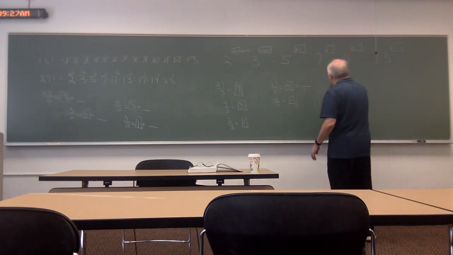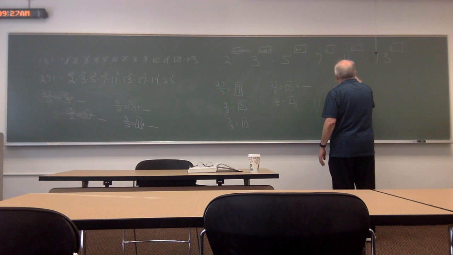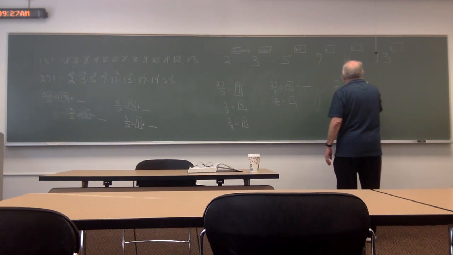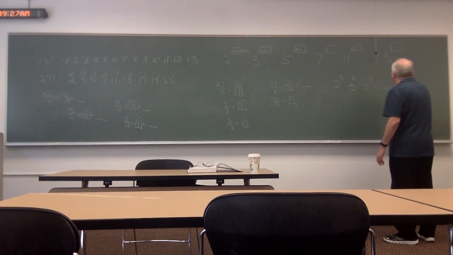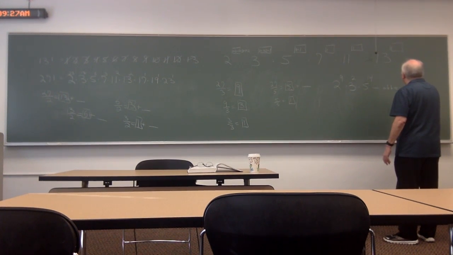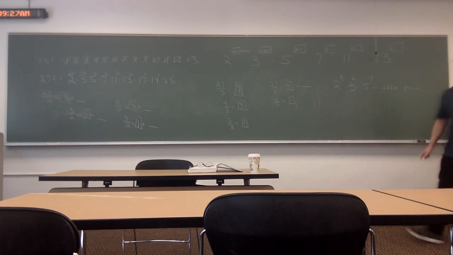So suppose I have 2 to the 9th, 3 squared, 5 to the 14th, and then other primes I'm not going to worry about. So there might be 7s, 11s, 13s, who cares? Okay.